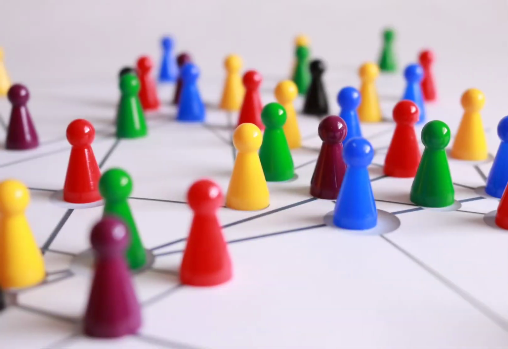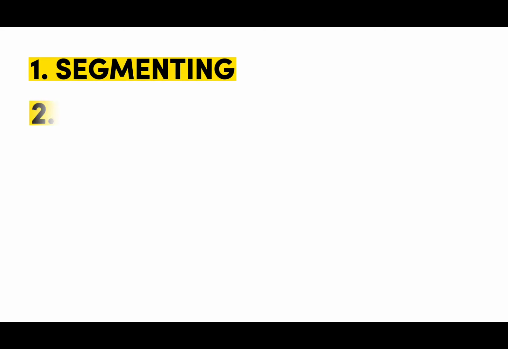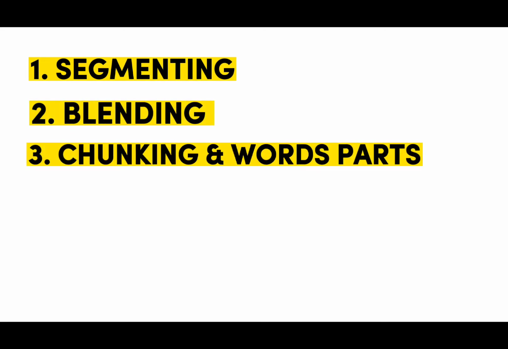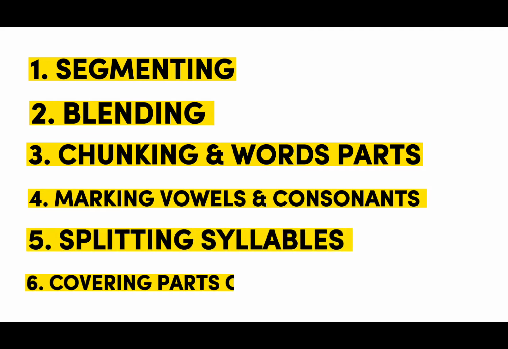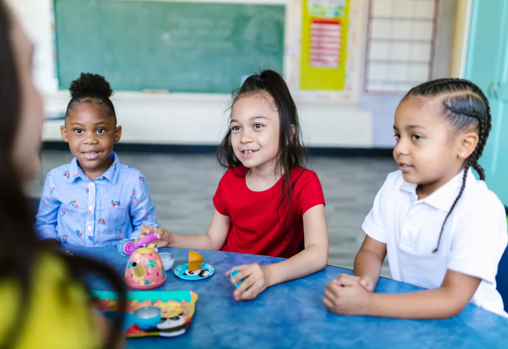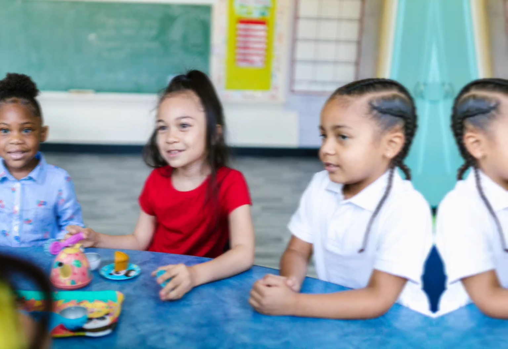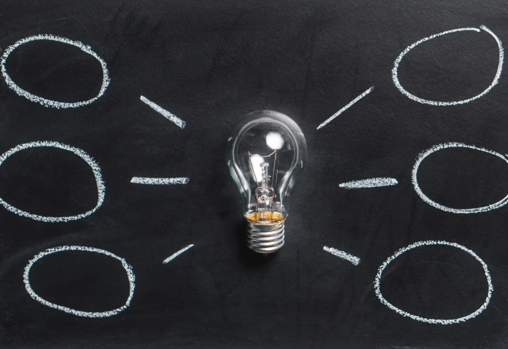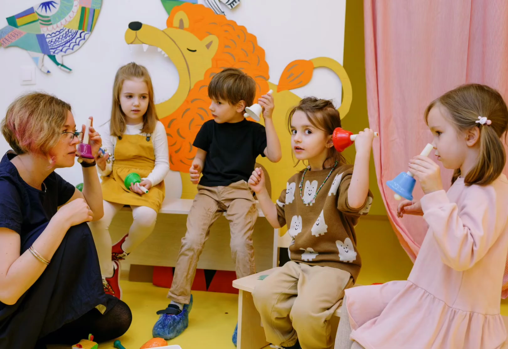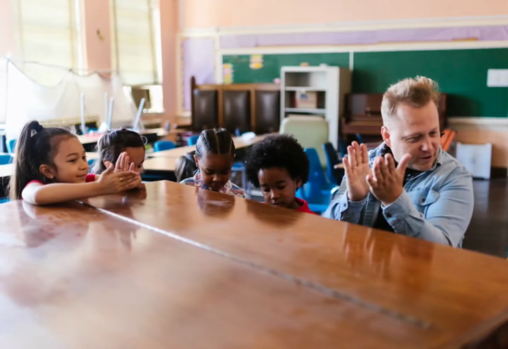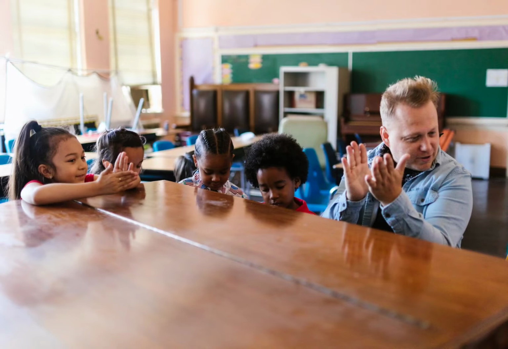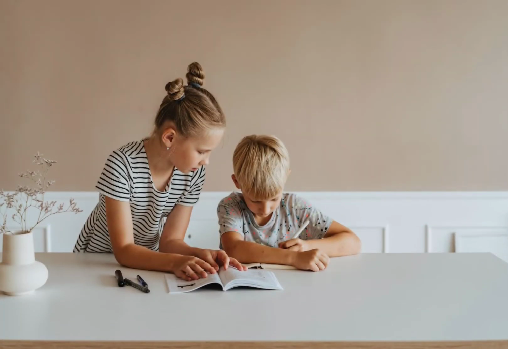Students who need more support in learning to decode can be helped by the following strategies: segmenting, blending, chunking and word parts, marking vowels and consonants, splitting syllables, covering parts of the word. The workshop model of teaching works well for educators endeavoring to tailor their instruction to student needs. While these strategies are geared toward young learners, they can be adapted to help older learners as well, working toward decoding more complex texts. You can use numerous assessments to identify students' specific areas of need and instructional reading levels.